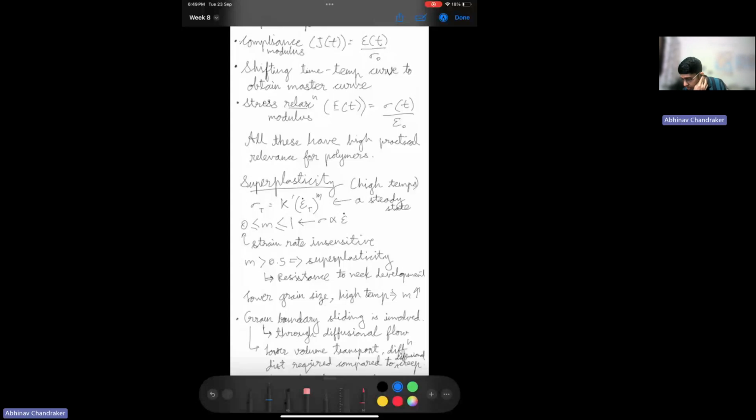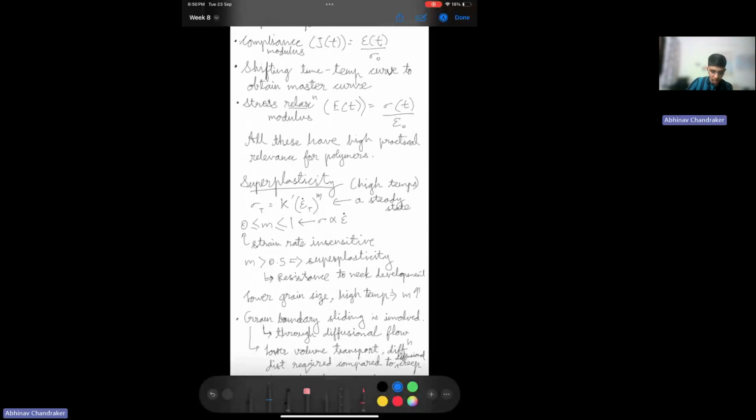We can write this kind of equation to relate the stress applied to the strain rate, and here m is your strain rate sensitivity. We see that for m equal to 0 the material is insensitive to strain rate, but for m equal to 1 it's directly proportional. However, it has been observed that if the m value is more than 0.5, the material will typically show superplasticity.